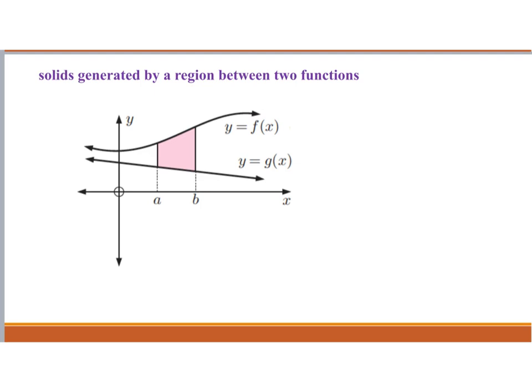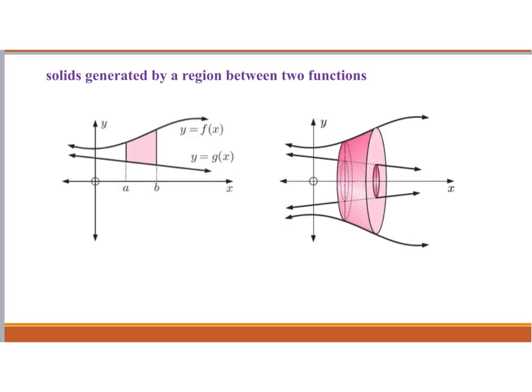And for the second case, solids generated by a region between two functions like this one. We have here the function y equals f of x, and this is the second function, y equals g of x, and we have this region. Now imagine rotating this figure 2 pi radians around the x-axis. This is the figure that will be formed.